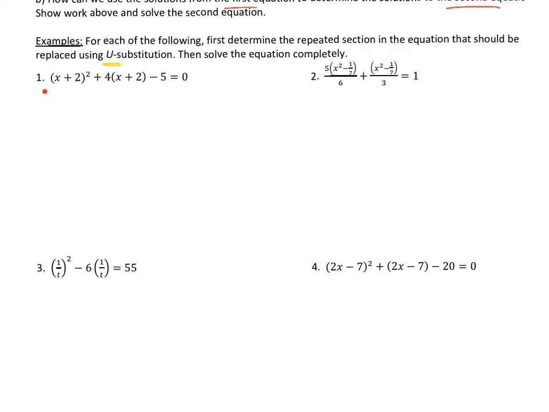So let's look up here at example 1. I have x plus 2 squared plus 4 times x plus 2 minus 5. Let me back up and read this. For each of the following, first determine the repeated section in the equation that should be replaced using a U substitution. Then solve the equation completely.